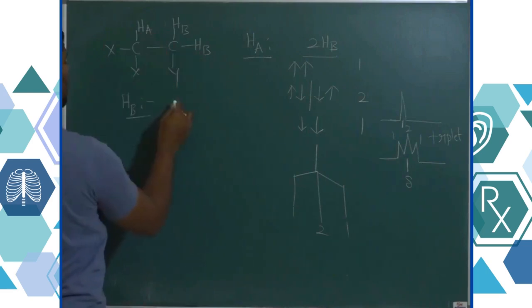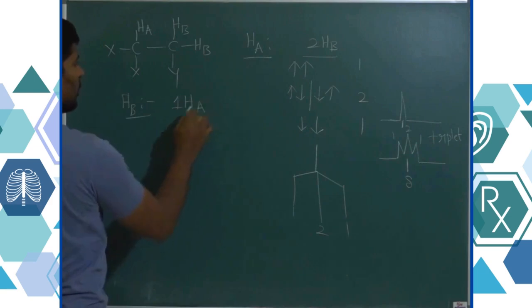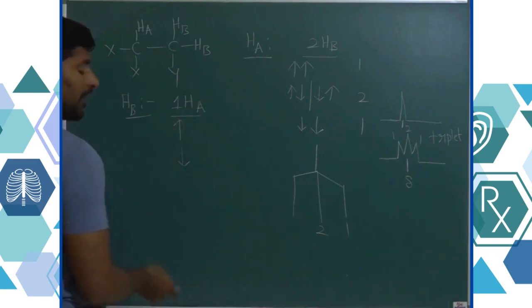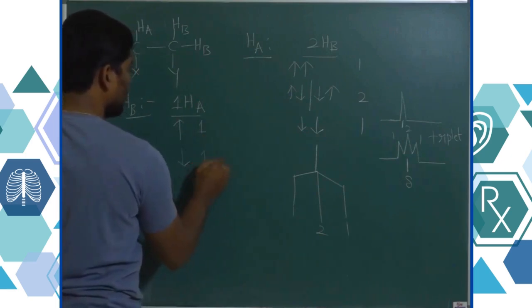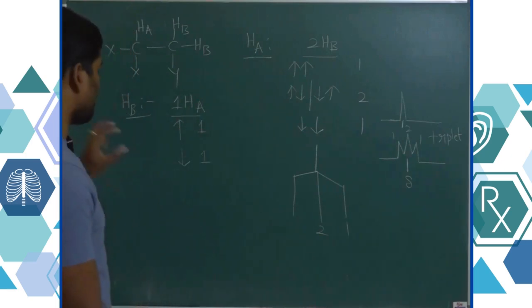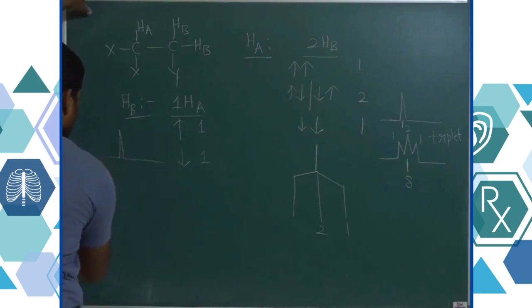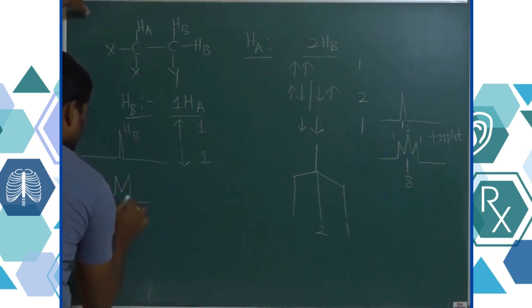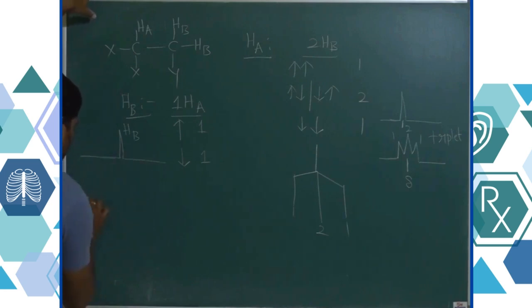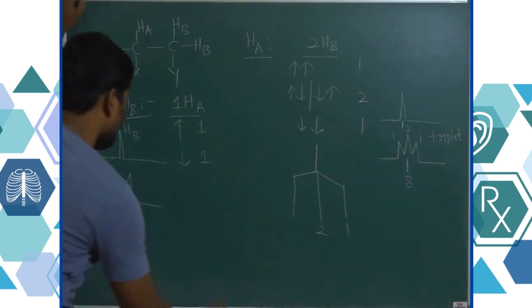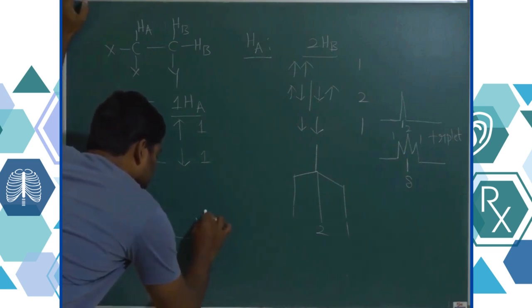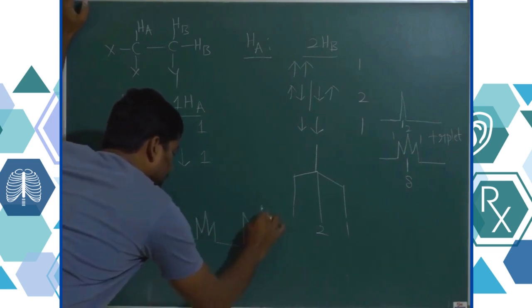And now what about the signal for HB? How many neighboring protons are there? Only one neighboring proton, that is one HA. For HA, 2 possibilities we have: one upward orientation, one downward orientation, with 1:1 probability, 50:50. So the signal for HB is split into 2 lines only, with 1:1 intensity ratio. So we may get it like this for the HA proton and for the HB proton.